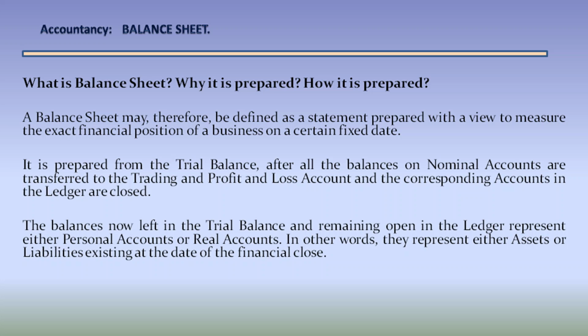It is prepared from the trial balance after all the balances on the nominal accounts are transferred to the trading and profit and loss account and the corresponding accounts in the ledger are closed. The balances now left in the trial balance and remaining open in the ledger represent either personal accounts or real accounts. In other words, they represent either assets or liabilities existing at the date of the financial close.